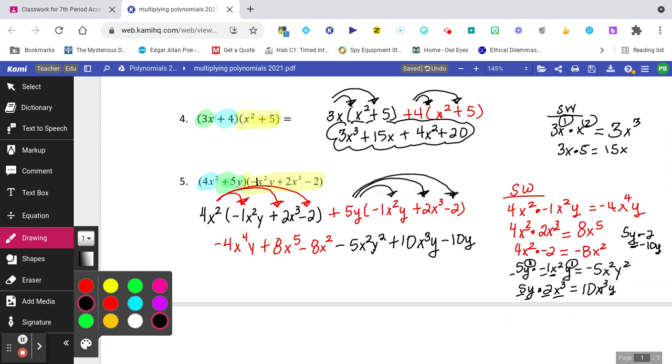And at this point, I start looking for some like terms, but I don't think I see any at all. I don't. So that's your answer. That's all you do.